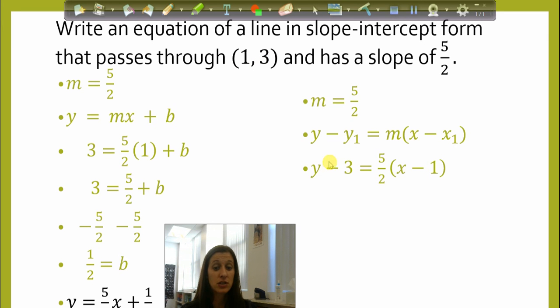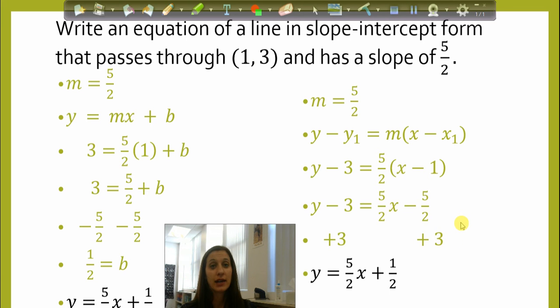So now I just need to take this and solve for y. So I distribute. To get y by itself, I need to add 3. And then when I take 5 halves plus 3, I get 1/2. So I get y equals 5 halves x plus 1/2.